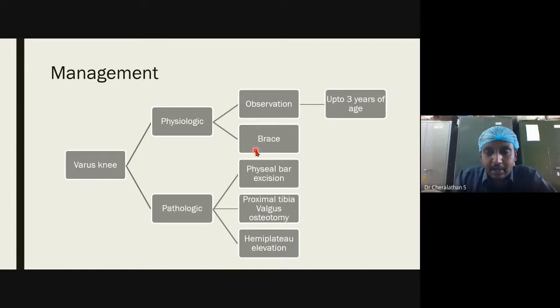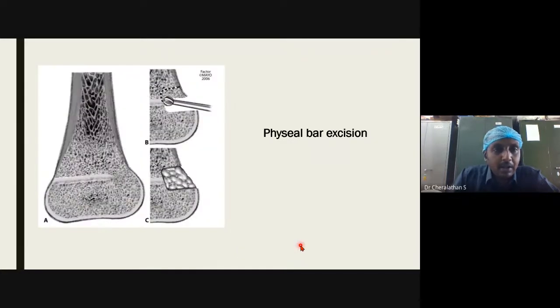A brace can help, or cannot help, we don't know. It is the exact opposite configuration of the brace we saw there. There, the knees are pulled apart. Here, the knees will be pushed in. Okay. And if you declare it to be a pathologic varus deformity, what should be done? A physeal bar excision, a proximal tibial valgus osteotomy, or a hemiplateau elevation. We will see what each of these is individually.